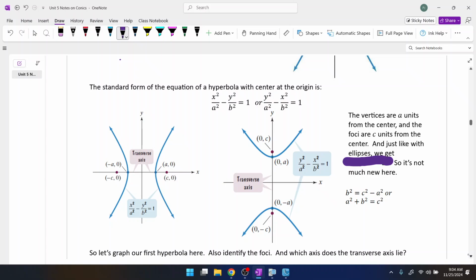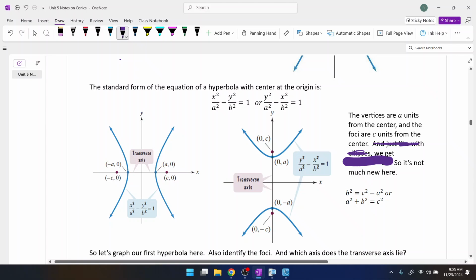Now, we do have a new rule for calculating the foci, or the C value. And it's not just like with ellipses. I don't even know why I keep forgetting to do this. But the way we calculate it is B squared will equal C squared minus A squared, or literally A squared plus B squared will equal C squared.